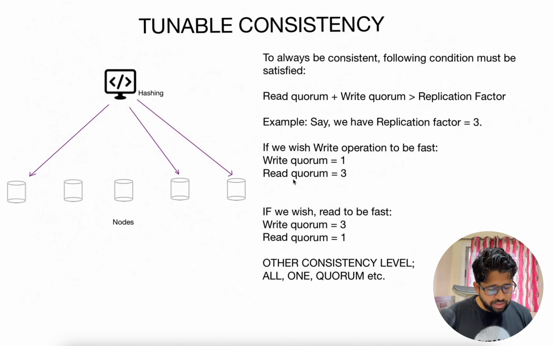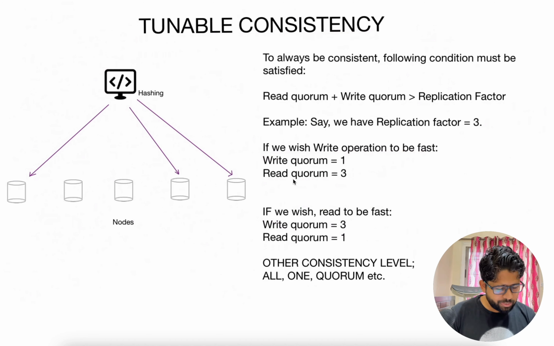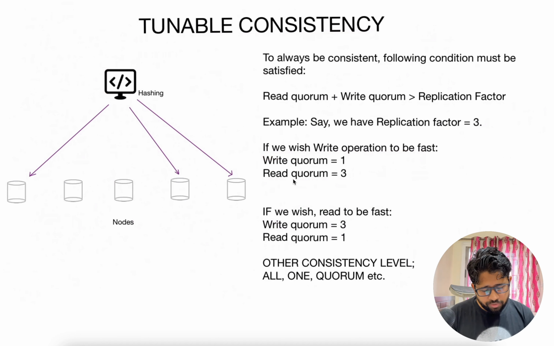And if you wish the read to be fast, then when you write the data, you will write to all 3 nodes. And when you are reading, you can read from any 1 node. Or if you wish that both read and write should be equal, and you don't want to prioritize write versus read, then you can do a 2 and 2 division: whenever a write operation comes, you will write to 2 nodes, and whenever a read operation comes, you will read from any 2 nodes, and then you will give the latest one as a response. So that's called tunable consistency, and that is the feature which is also supported by Cassandra.